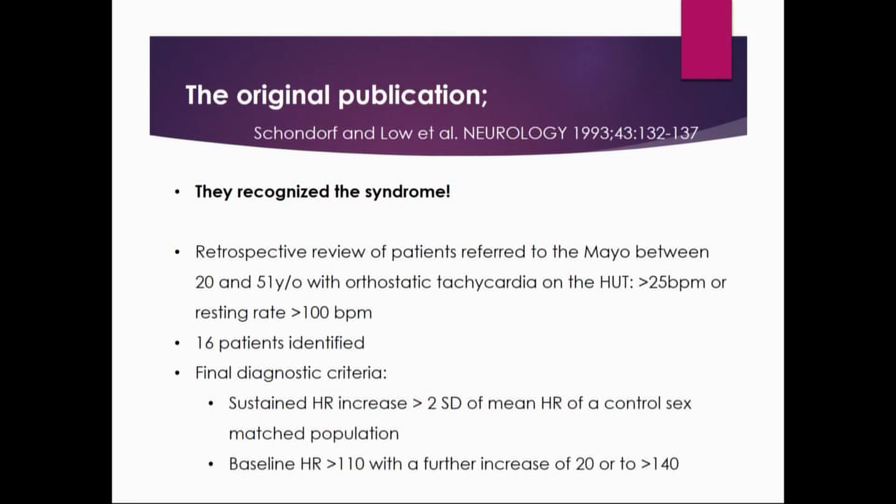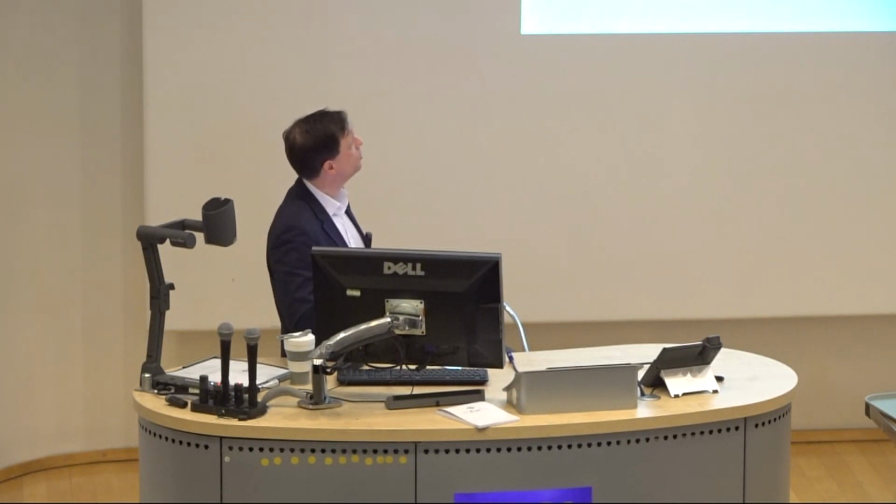What is very interesting, and Bob Sheldon summarised this at HRC this year, is that when you look back at the original publication, of course we're not saying that the team who described this syndrome were wrong, but that original paper was a retrospective review of patients at the Mayo between 20 and 51 years of age, where they had noticed that there was an orthostatic tachycardia, and they looked at 16 patients.